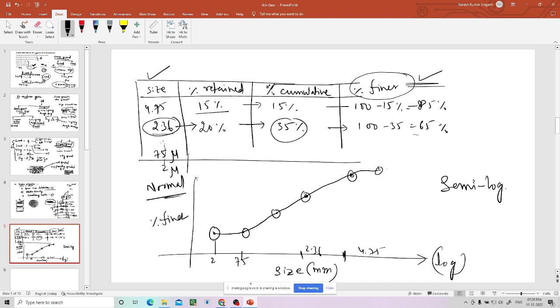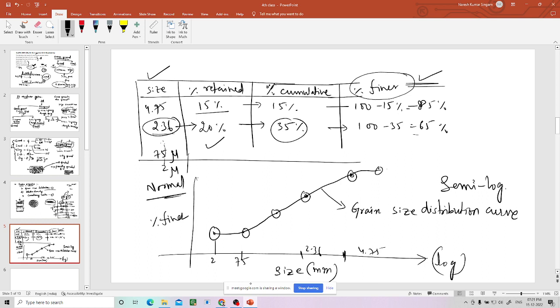So what are these points? These are points from the sieve analysis. This curve which is joining all those points is called the grain size distribution curve.